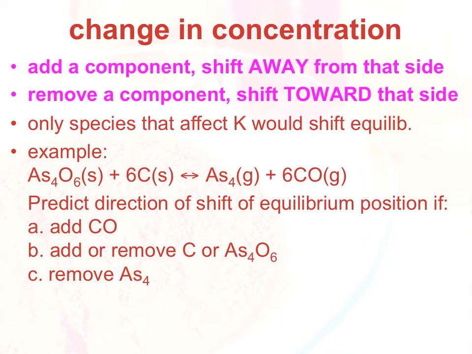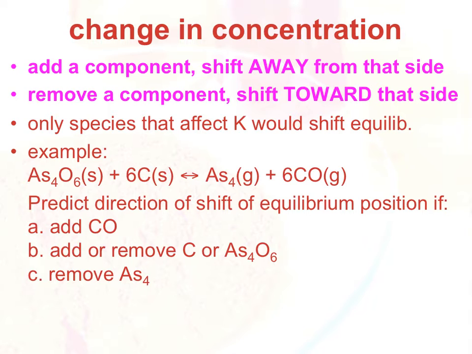Basically, if you add a component, you're going to shift away from whatever side you've added that component to. So if you add a product, you're going to shift away from products and towards reactants. If you add a reactant, you're going to shift towards products. Obviously, the same concept is true if you remove something. You're going to shift towards the side that you remove that component from. So if you remove a reactant, you're going to produce more reactants. If you remove a product, you're going to produce more products.